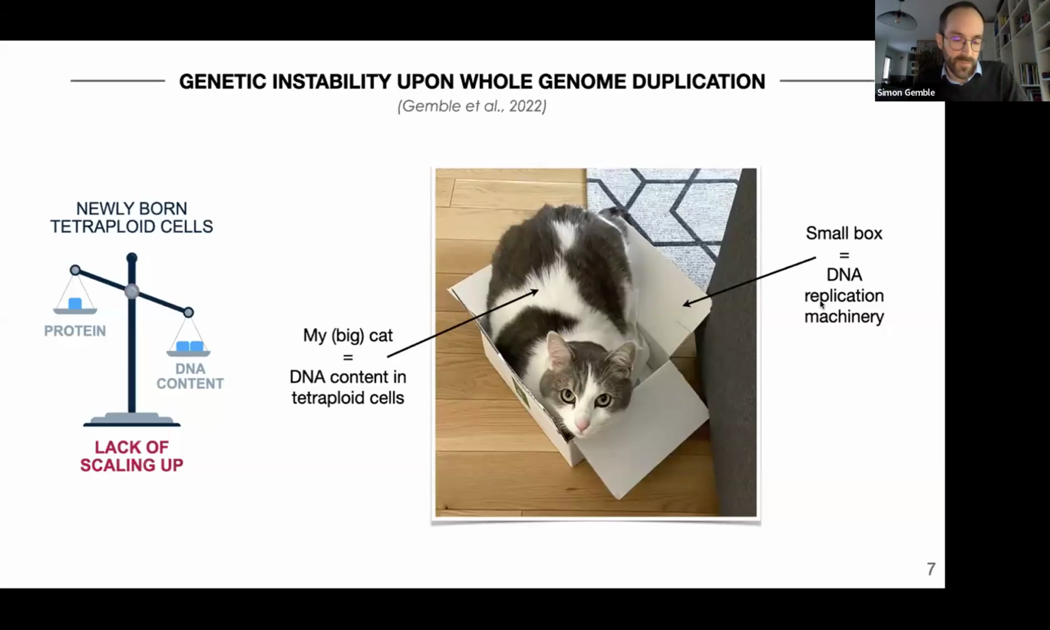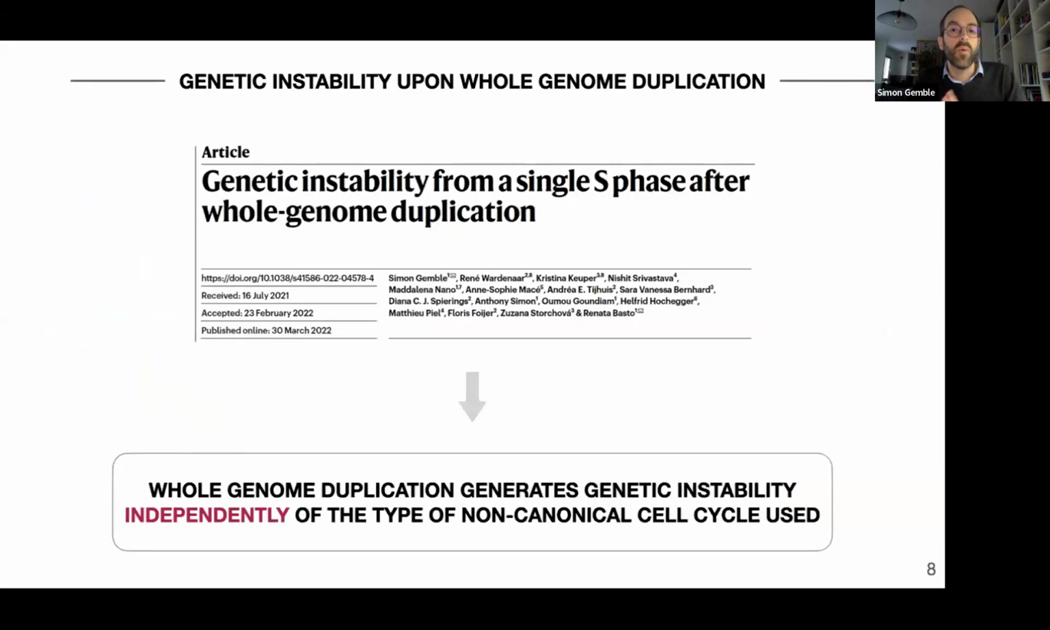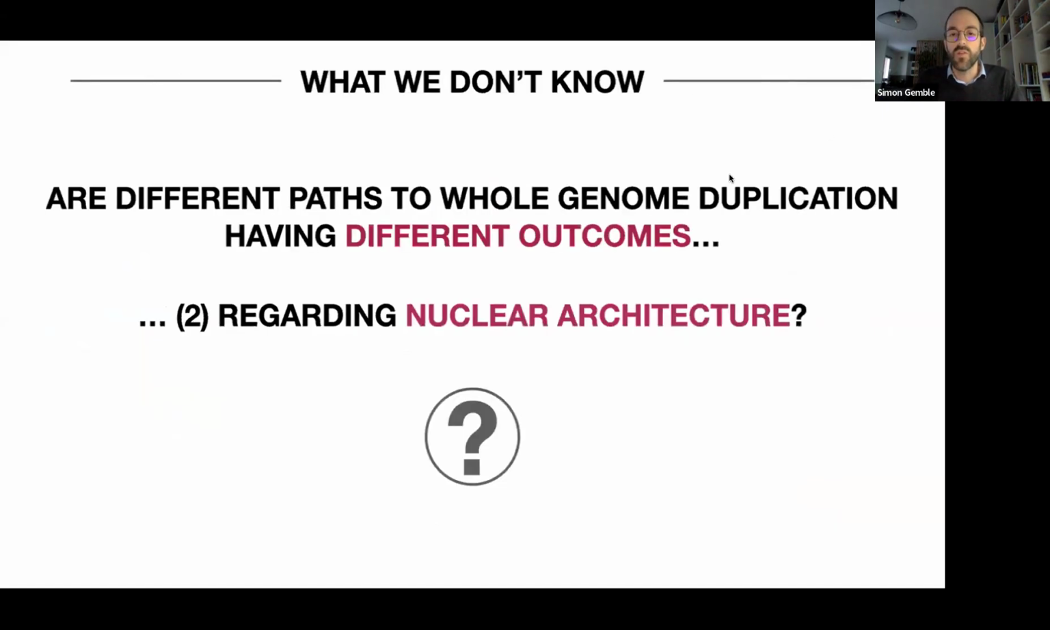But this is a published story, and the main conclusion was that whole genome duplication generates genetic instability independently of the type of non-canonical cell cycle used. But when we were working on this project, we also realized that different non-canonical cell cycles can have different effects on nuclear architecture. And so we decided to focus on this second aspect over here.